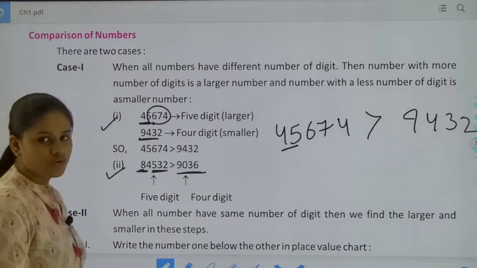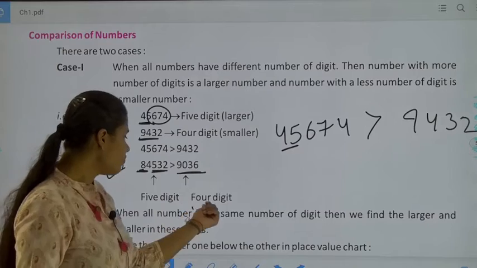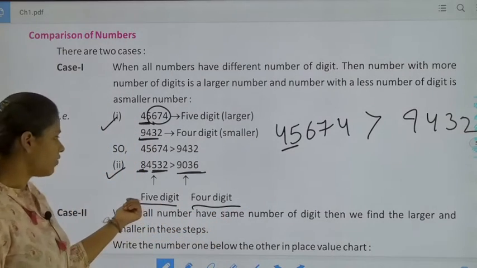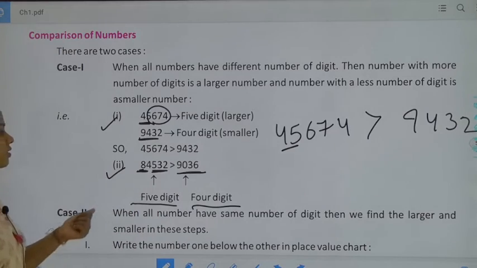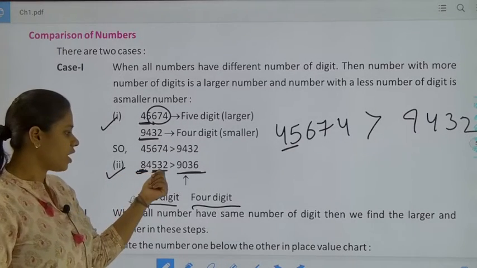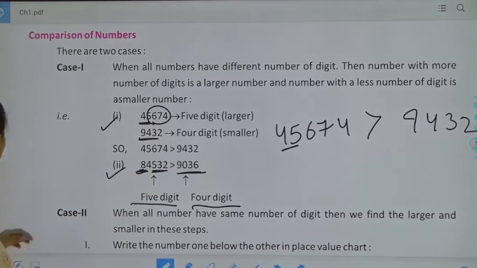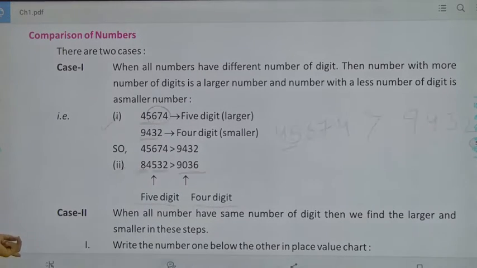Now move to the next, that is 9,036 and 84,532. Which one is the greater? This is the 4-digit number and this is the 5-digit number. So basically which one is the greatest? That is 84,532.